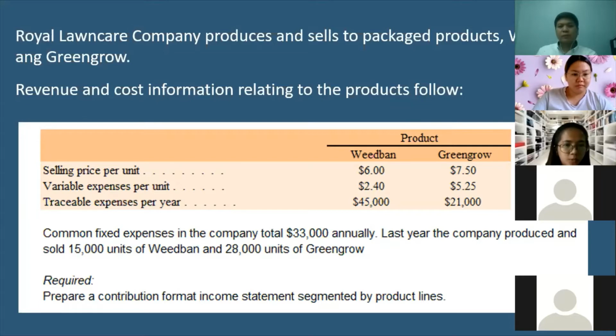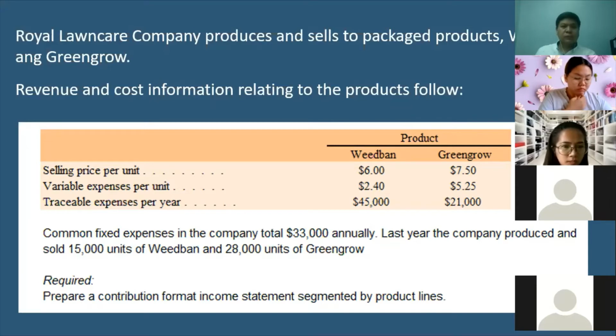The selling price per unit for Wheat Ban is $6 and for Green Grow is $7.50. The variable expense per unit for Wheat Ban is $2.40 and for Green Grow is $5.25. Their traceable fixed expense per year for Wheat Ban is $45,000 and for Green Grow $21,000. The common fixed expenses in the company total $33,000 annually. Last year, the company produced and sold 15,000 units of Wheat Ban and 28,000 units of Green Grow.